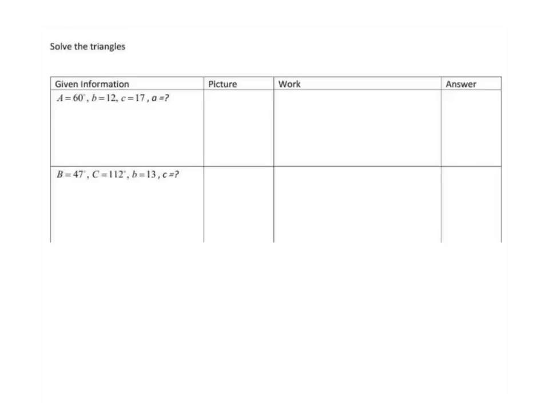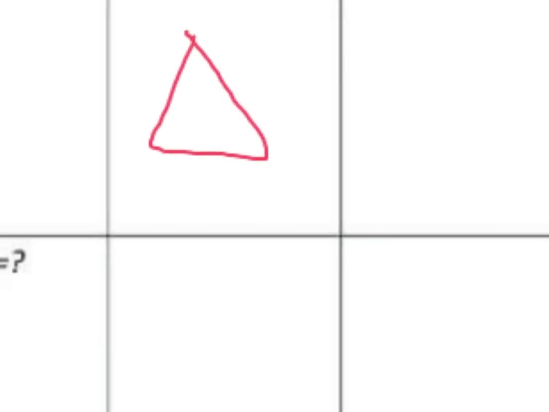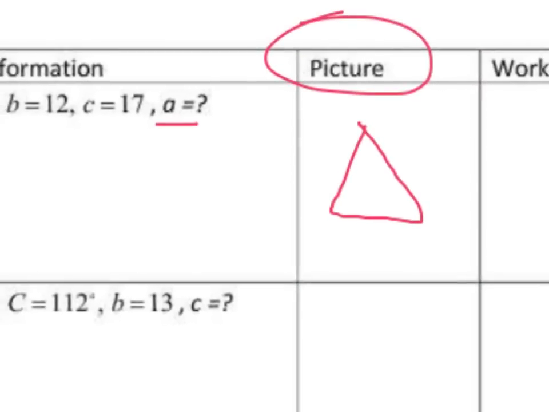Sines and cosines. For each of these, it's a really good idea to first draw a picture if one's not given. In this problem, remember that side A is always opposite angle A. So I'm going to zoom in here so we can get a little bit better picture.